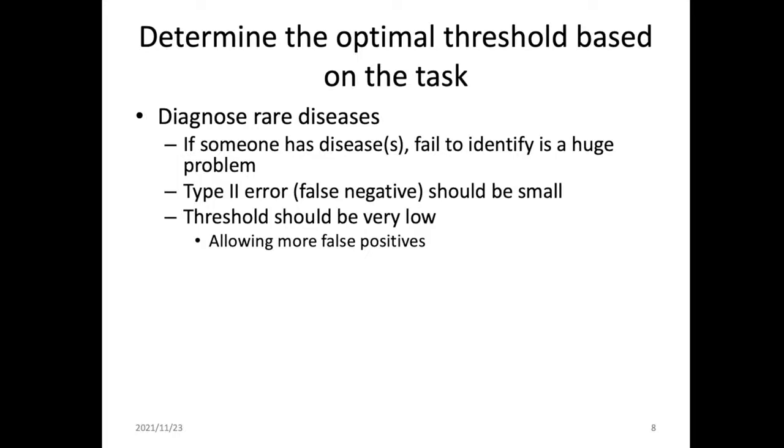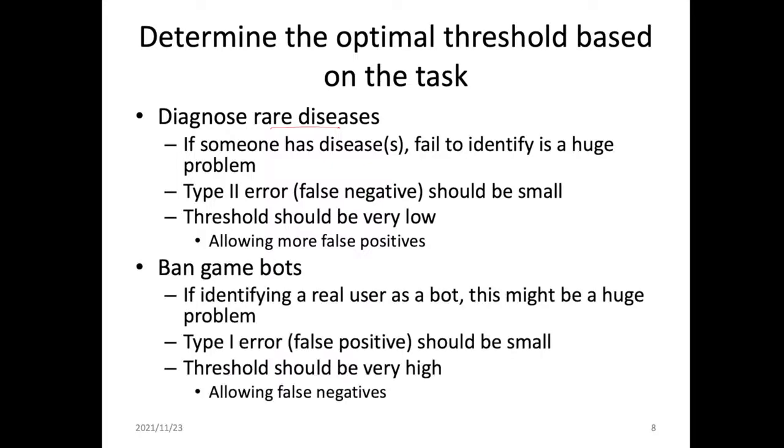So for example, if you want to diagnose a rare disease, and you believe that recall is very important, you really don't want to miss any patient, then in this case, you should set your threshold lower so you could find most of the patients, even though you might misidentify some healthy people as sick, but that's probably okay in this case.